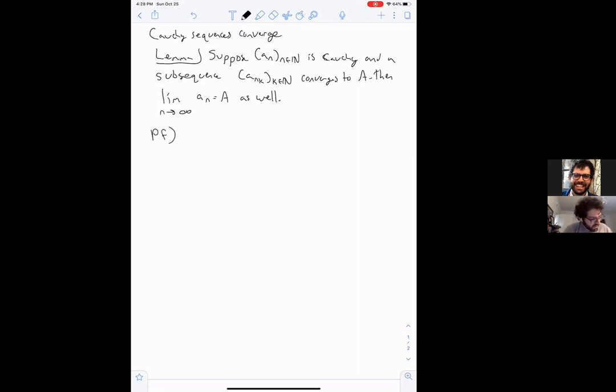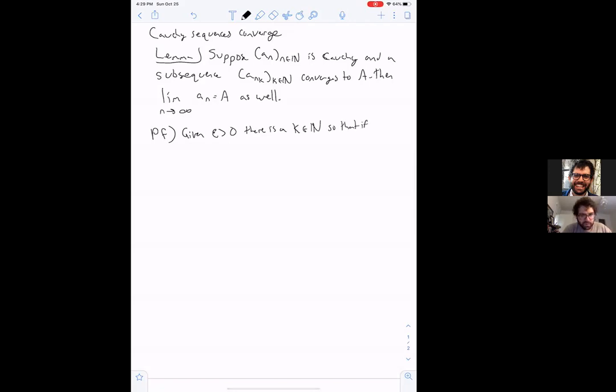Given epsilon bigger than 0, I know that there is a capital K, so that if lowercase k is bigger than the capital K, we have that the absolute value of a sub n_k minus A is less than epsilon over 2. And this is just using the fact that the subsequence converges to A.